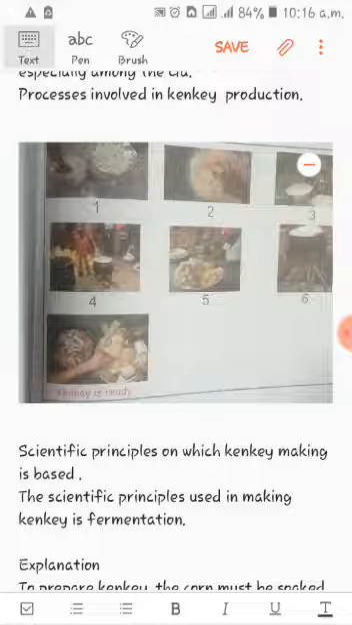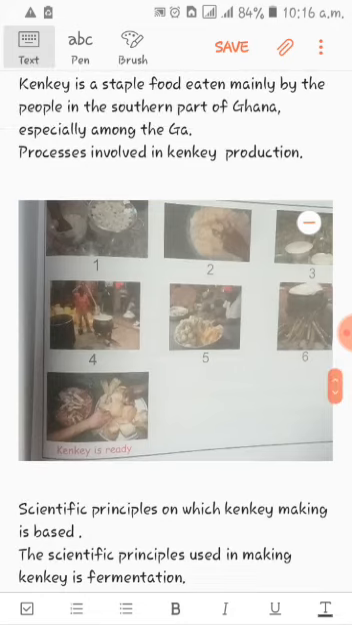Then they roll it in balls into the corn leaves, or some people sometimes use rubber, but most times they use the leaves you can see in the picture there.